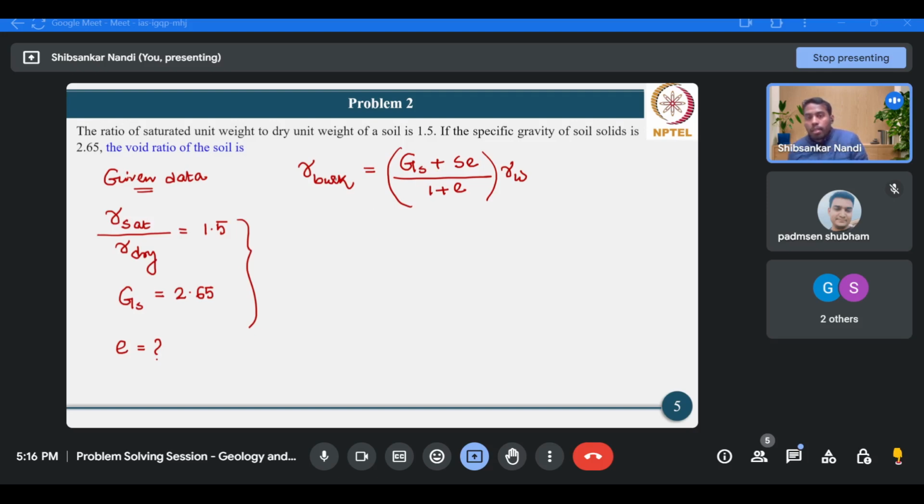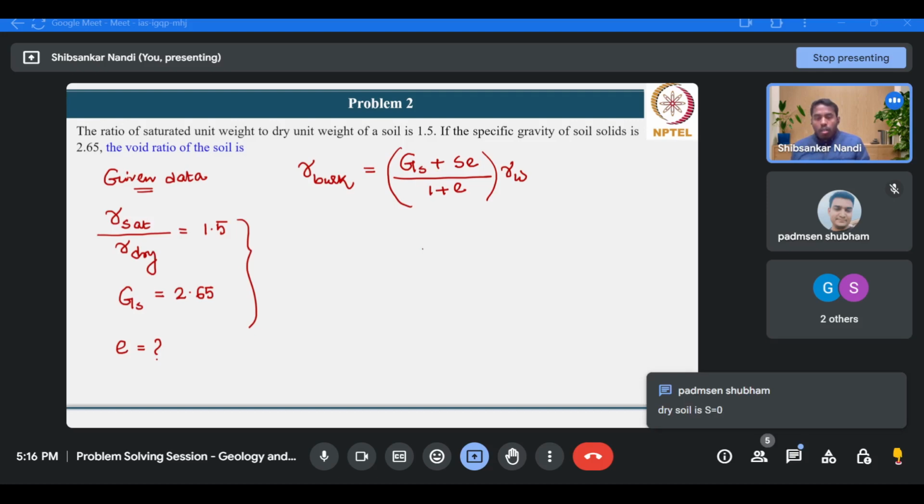What is the meaning of this suffix: bulk, saturated, dry? This represents the condition or state of the soil. When the soil is in its in situ state, the unit weight of the soil will be the bulk unit weight. And saturated is when the soil is fully saturated; in that condition, the unit weight of the soil will be the saturated unit weight. And for a perfectly or completely dry condition, the unit weight of the soil will be the dry unit weight.